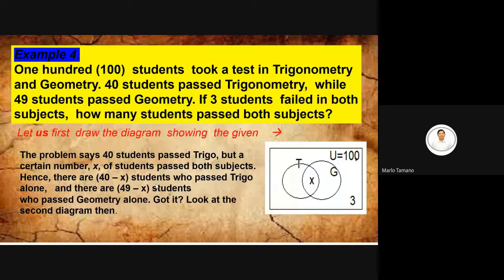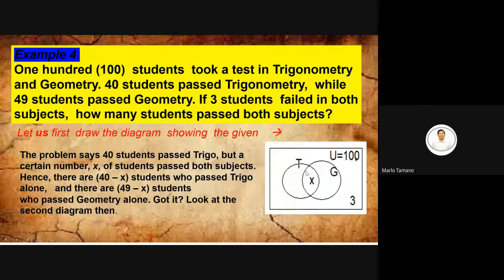Now, first to do is make a diagram. Okay, so let us first draw the diagram showing the given. So, ganito po ang gagawin nyo. Gagawin nyo muna, no? Ilalagay nyo yung Venn diagram. After completing that setup, you're going to answer the question, no, being asked. Okay, so let's see. Yung universal set, ilagay nyo yung U, that is 100. So there are 100 students took a test in trigonometry and geometry.